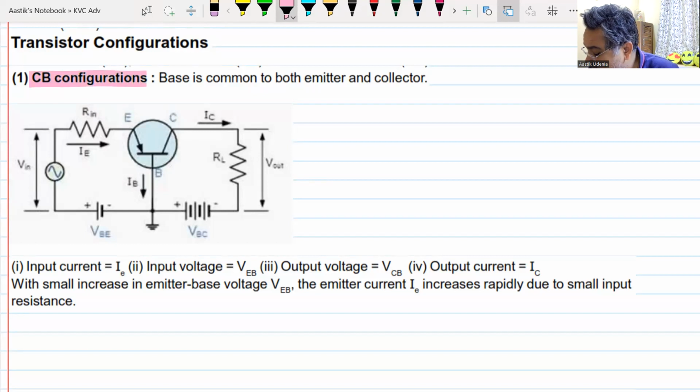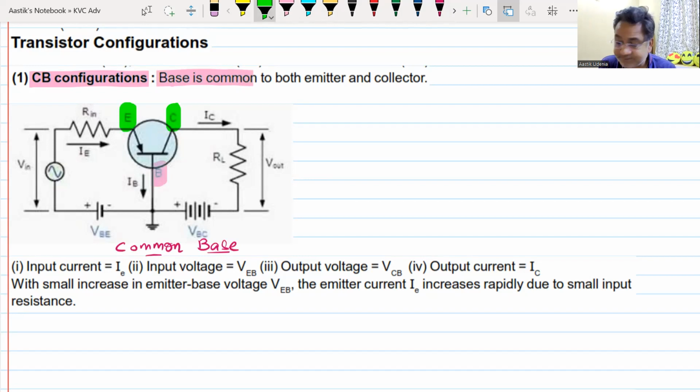Do you understand what the CB configuration means? What do you mean by CB configuration? CB configuration stands for which one? Common base configuration. Base is common. You can see base is common to both emitter and collector. Do we see this? Yes, sir.